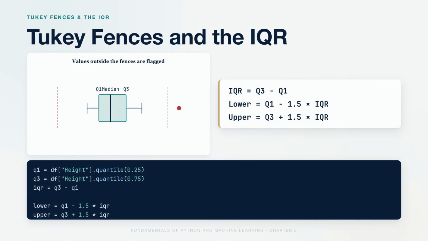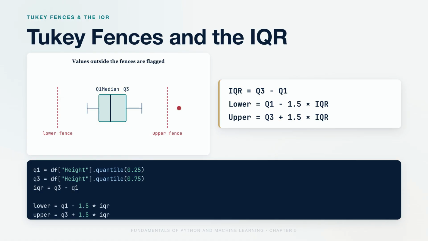One method for identifying possible outliers is called Tukey Fences. We first calculate the first quartile, called Q1, and the third quartile, called Q3. The interquartile range, or IQR, is Q3 minus Q1. We then calculate a lower fence by subtracting 1.5 times the IQR from Q1. The upper fence is Q3 plus 1.5 times the IQR. Values outside those fences are flagged as possible outliers.